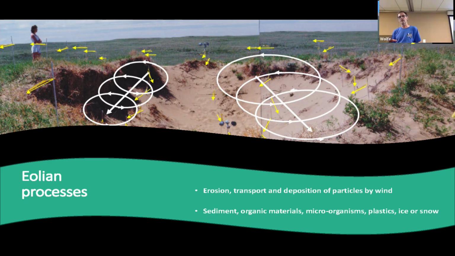It's the erosion, the transport, the deposition of particles by wind. Those particles could include sediment, like sand, or organic materials like peat or dirt and dust, plastics, ice and snow, or even pollution contaminants from smelters. All those things that can be carried by the wind are parts of an aeolian process. And I'm just showing a picture of the dynamics of wind and the motions of the wind and the transport of the sand through a small dune area that happens to be in the Great Plains.